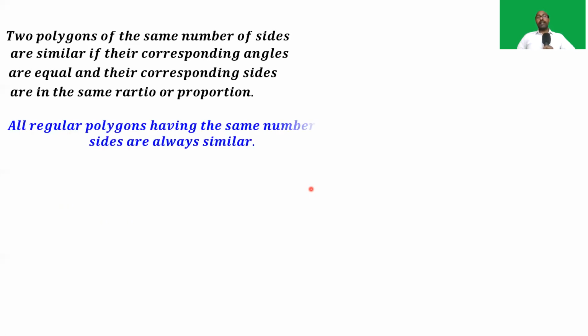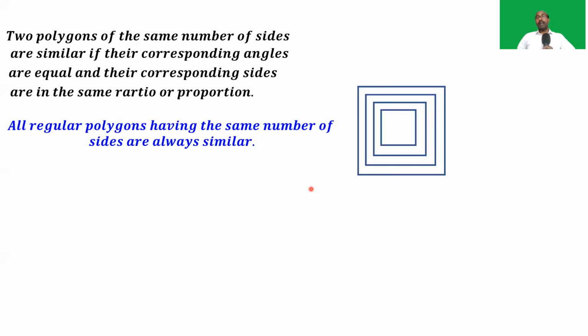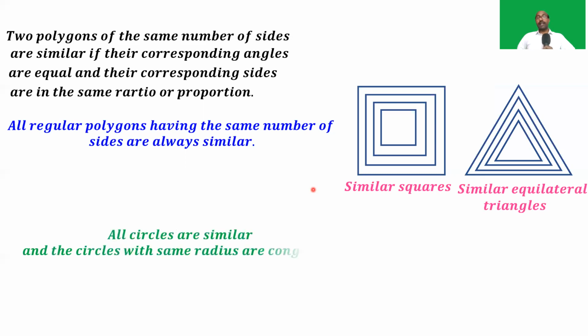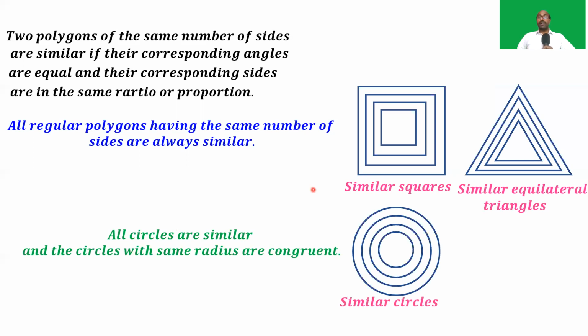We notice that all regular polygons having the same number of sides are always similar, like all squares are similar and all equilateral triangles are similar, like this. Also we can say that all circles are similar and circles with the same radius are congruent. So here these circles are similar and these two circles are congruent circles.